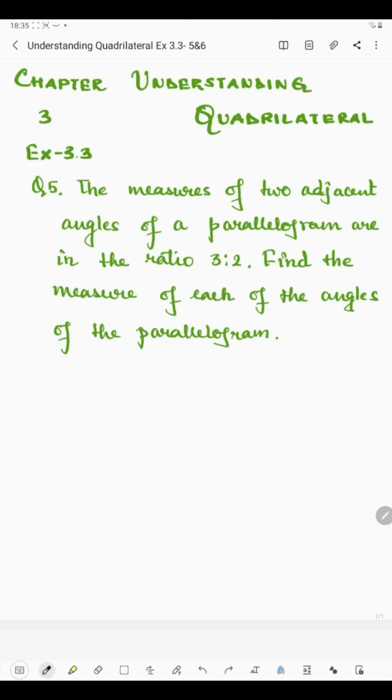So here the ratio of two adjacent angles of a parallelogram is given as 3:2. What we have to find is each of the angles of the parallelogram. So let us draw the parallelogram. Now let's name it A, B, C, D.